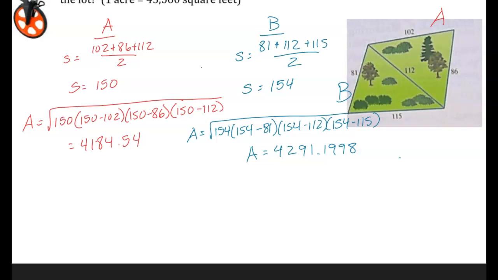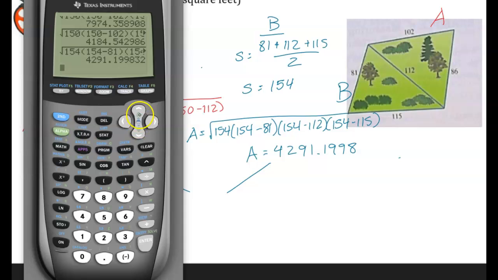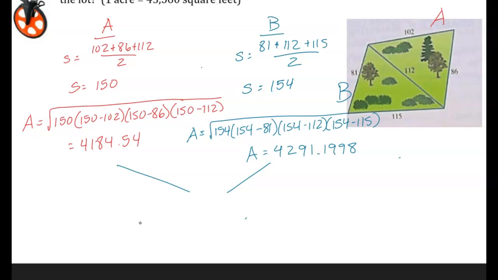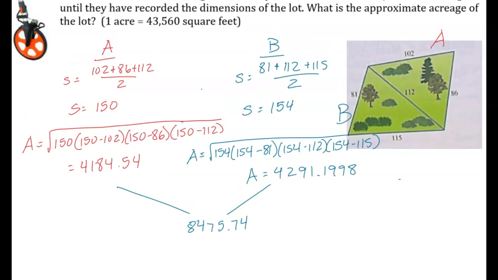I'm trying to find the full acreage here. So I need to add these two together. I do this plus, I can now notice I updated my calculator. 8475.74. Now, I'm done. I should circle this and move on. Most of this was really straightforward. You have to apply a formula. Whoop-de-doo.